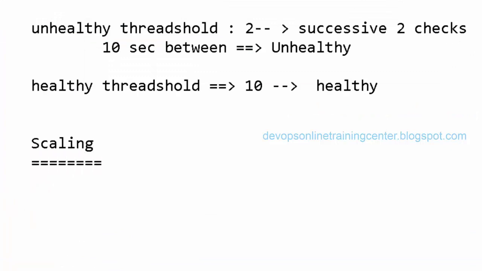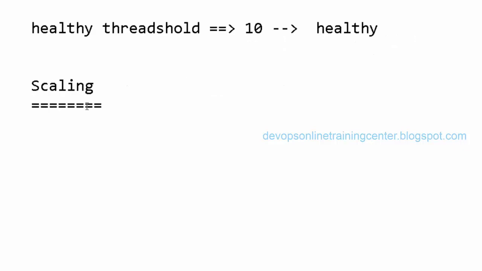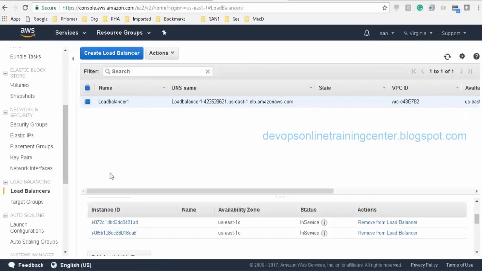Now we'll go to scaling. Can we rename the load balancer DNS name to a different name? Yes, we can, using the Route 53 service, where we can create an alias, whatever we want. Are we going to cover Route 53 also? Yes, we will cover it.